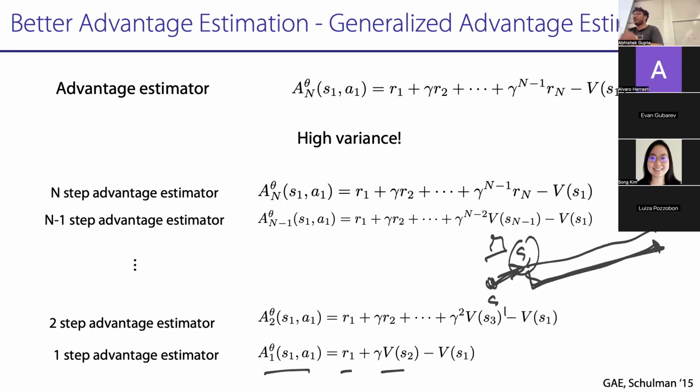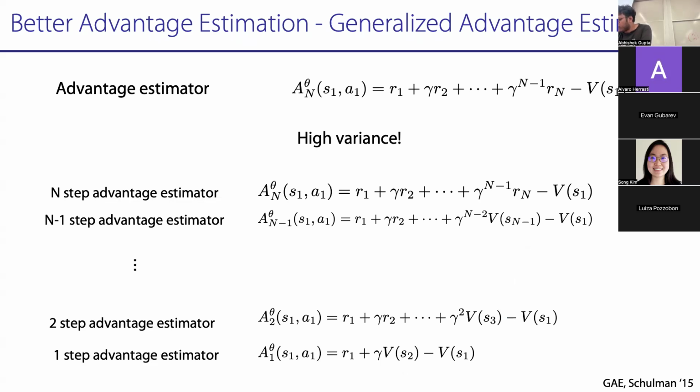And so you can think of it as replacing a variable amount of the trajectory with the value function. On one extreme, you have none of the trajectory replaced with the value function. And here you have essentially all of it replaced with the value function.